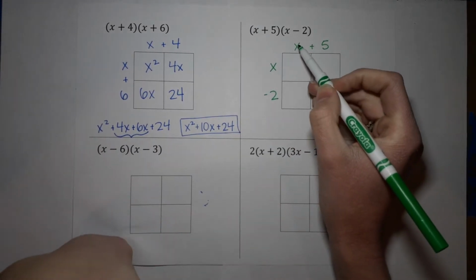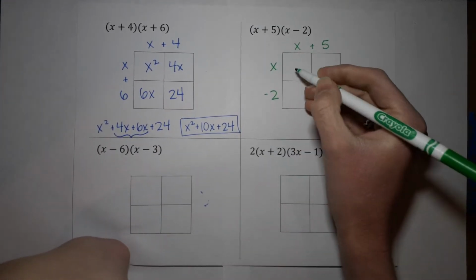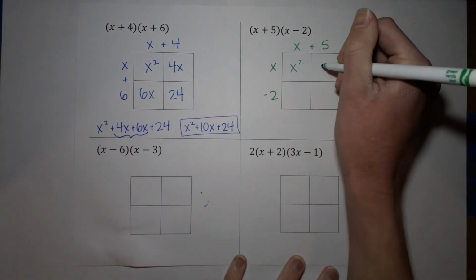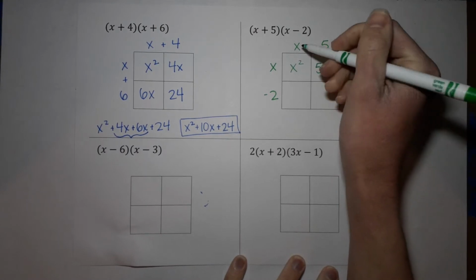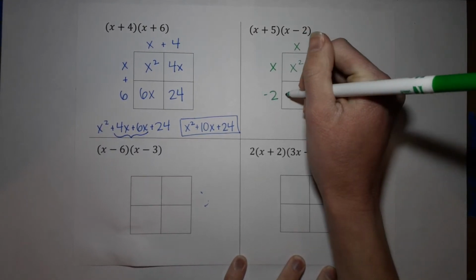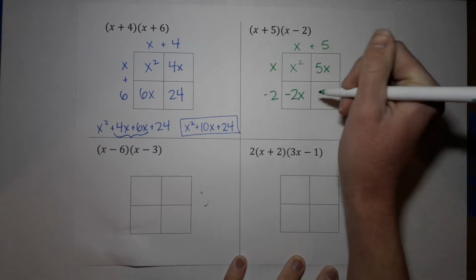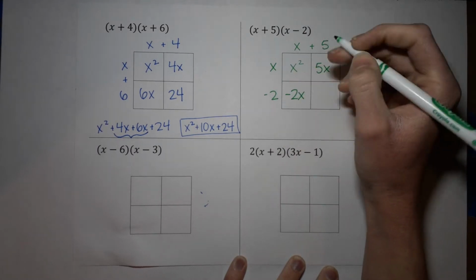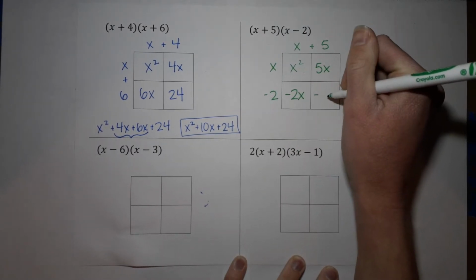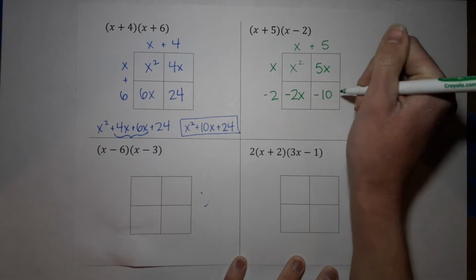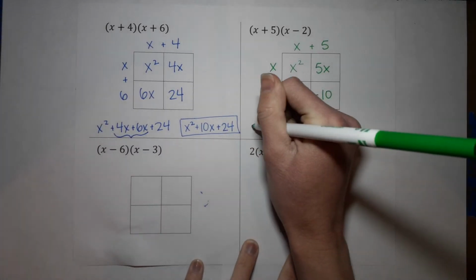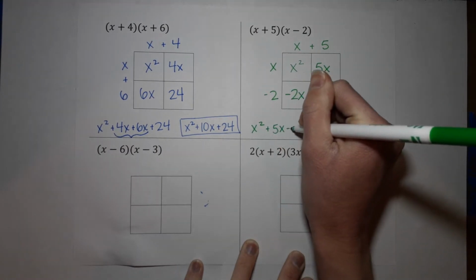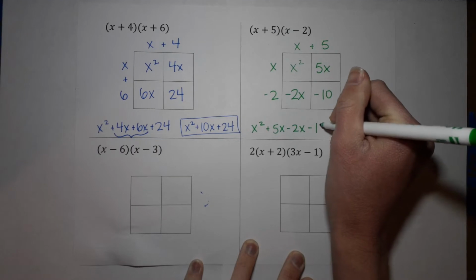So we've got x times x here, which gives me x squared. We've got 5 times x, which gives me 5x. X times negative 2 gives me negative 2x. And then negative 2 times 5, a positive times a negative gives me a negative. 2 times 5 is 10. So 5 times negative 2 gives me negative 10. All right, again, I'm going to have x squared, plus 5x minus 2x minus 10.